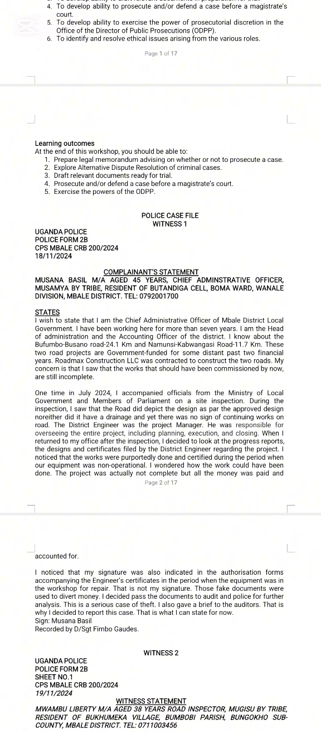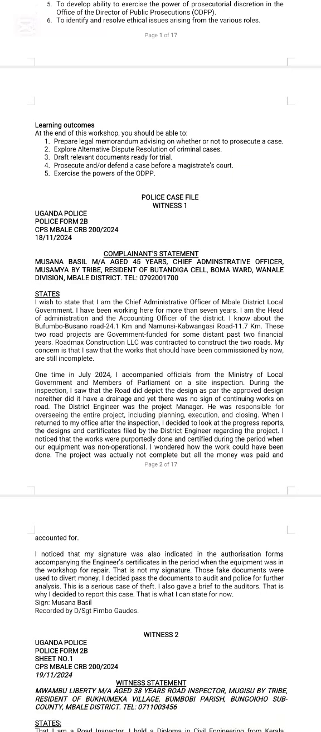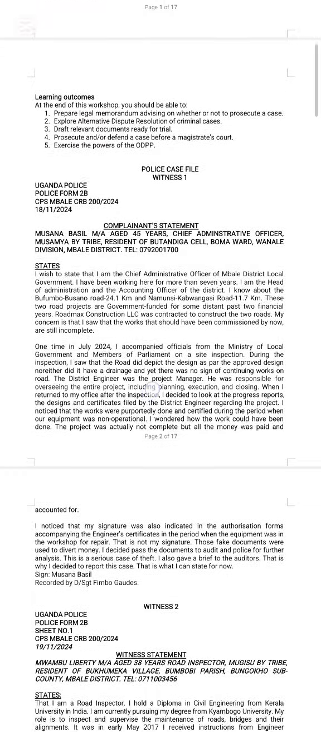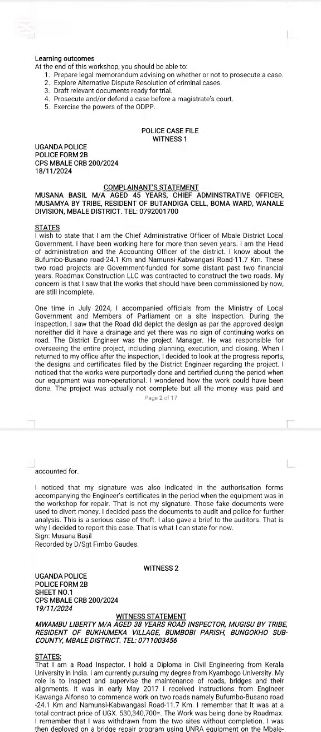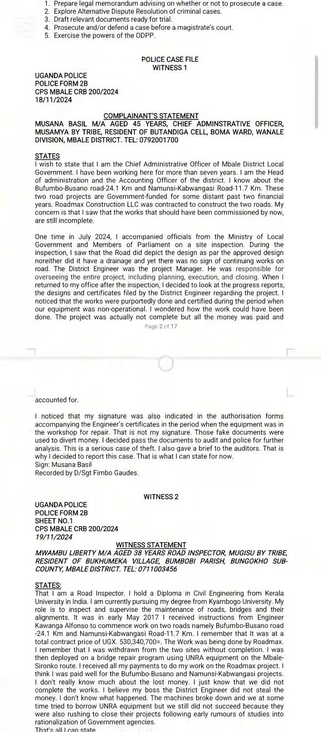So we understand that under Article 120, the DPP has powers to withdraw a case where he finds that there is no adequate evidence to sustain the charge. So we shall also explore ADR mechanisms, draft relevant documents ready for trial, prosecute or defend a case before a magistrate, and exercise the powers of the DPP.